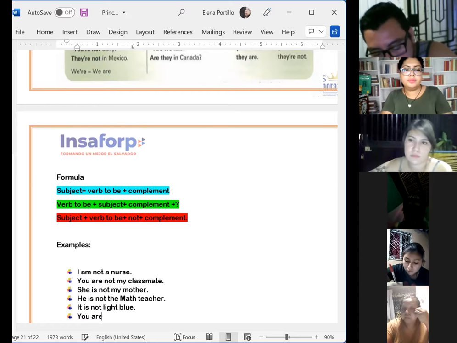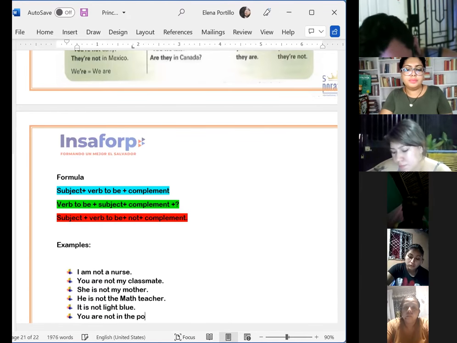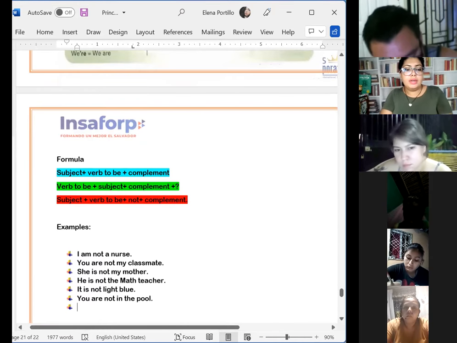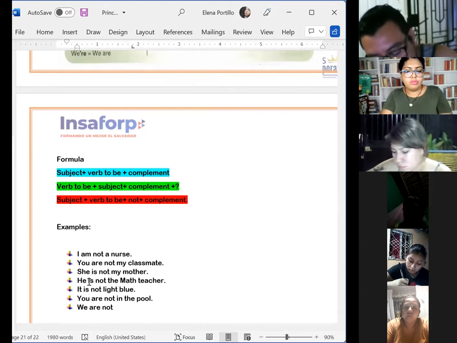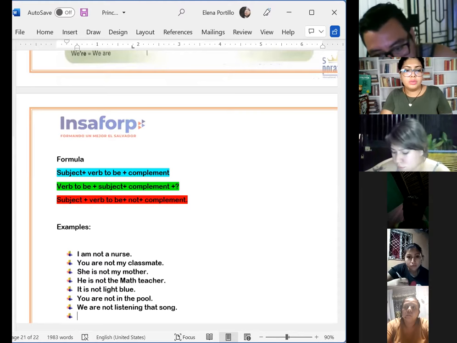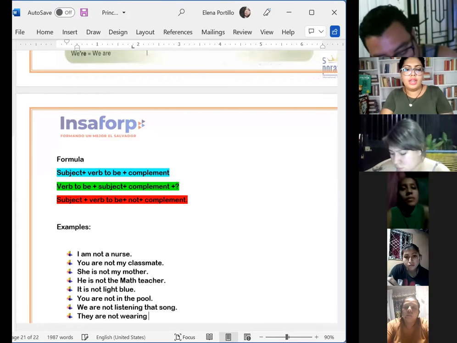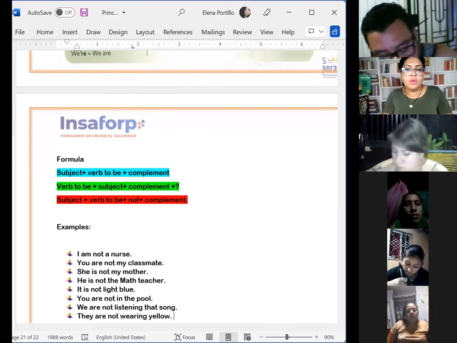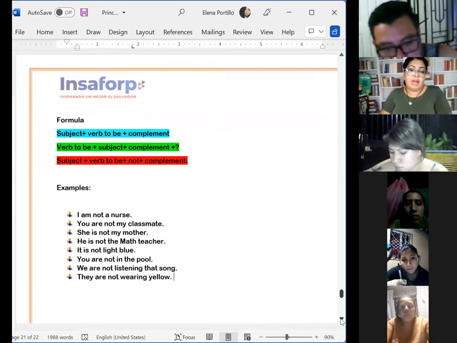Again. You are not in the pool. No estás en la piscina, no están en la piscina. Then we are not listening that song. No estamos escuchando esa canción. And the last one, they are not wearing yellow. Ellos no están vistiendo o no están usando color amarillo. So we have here our examples using all the pronouns that we have.